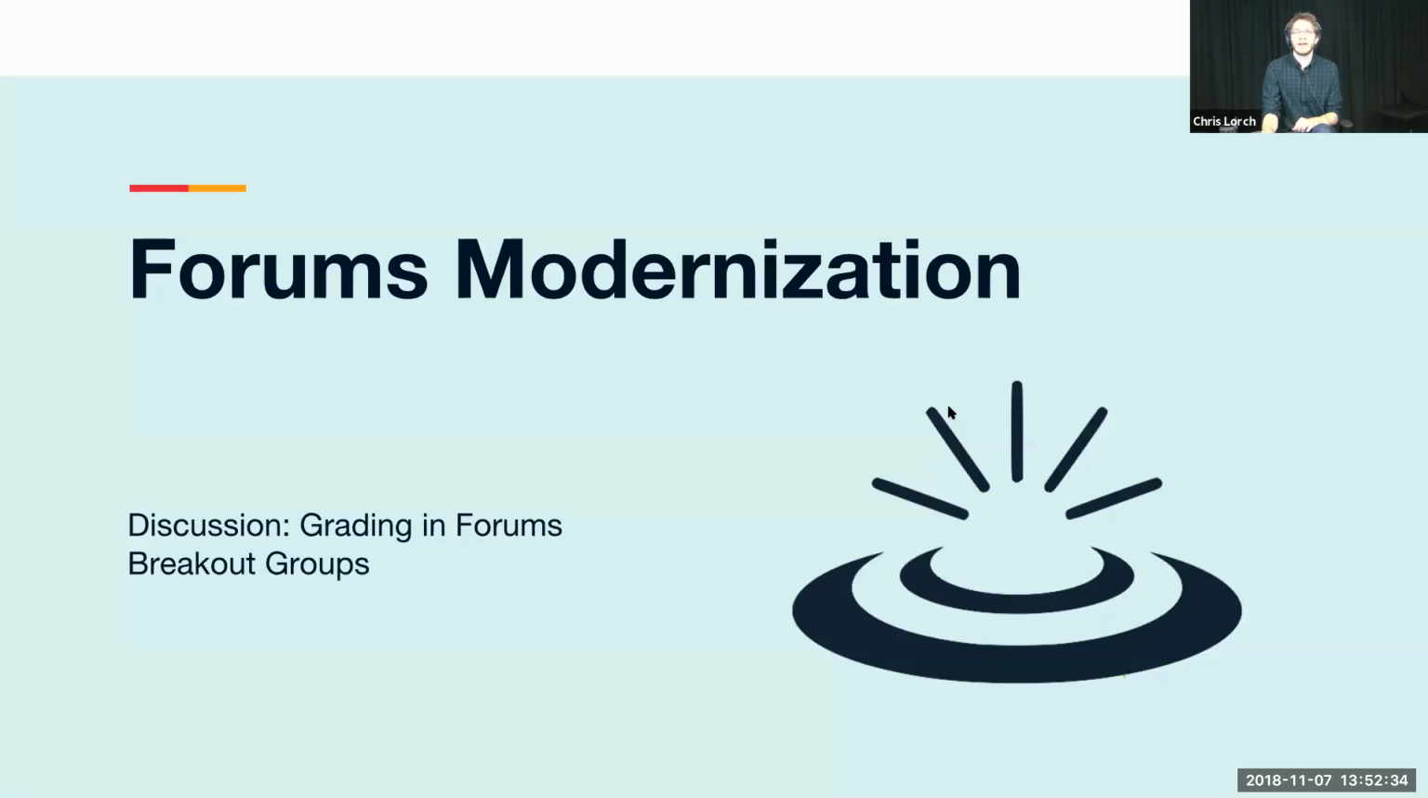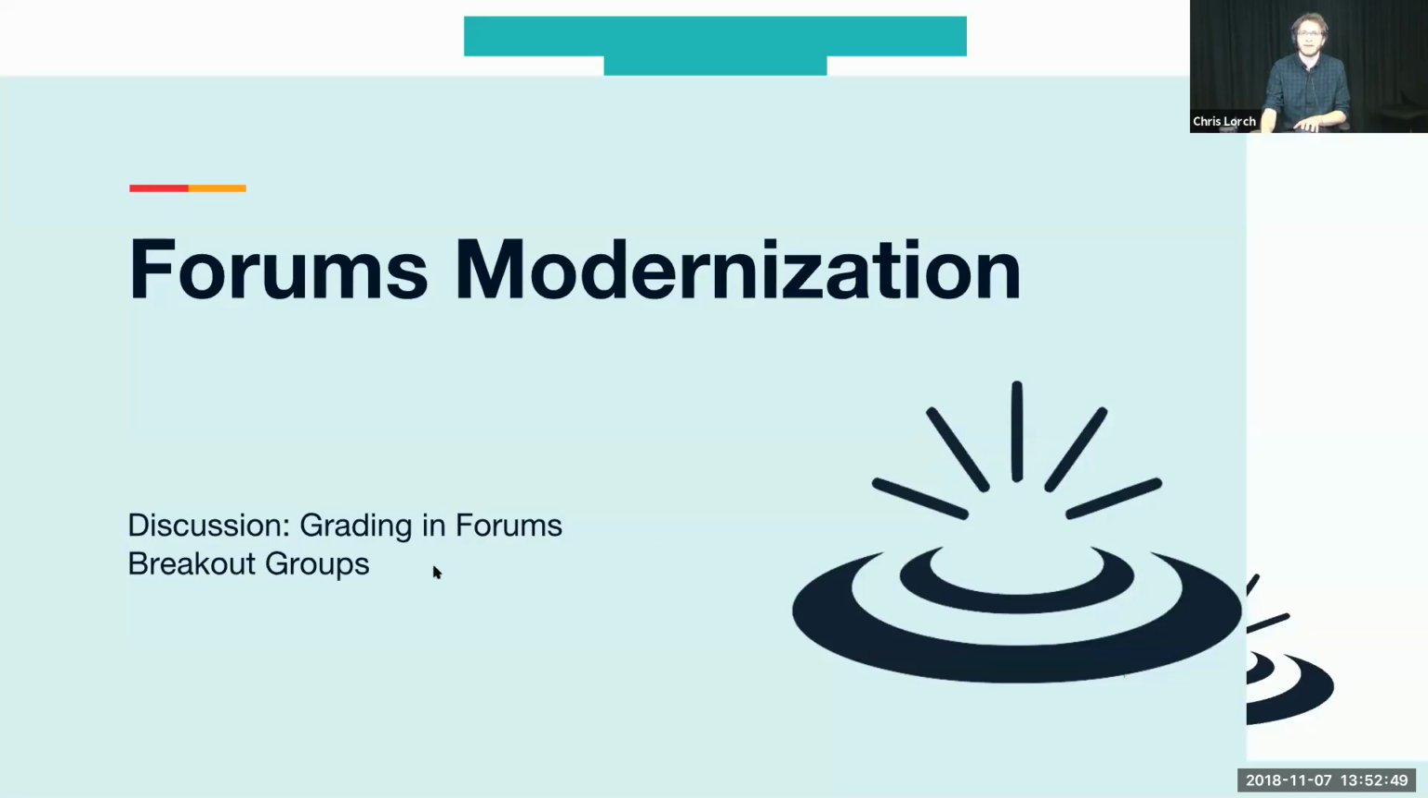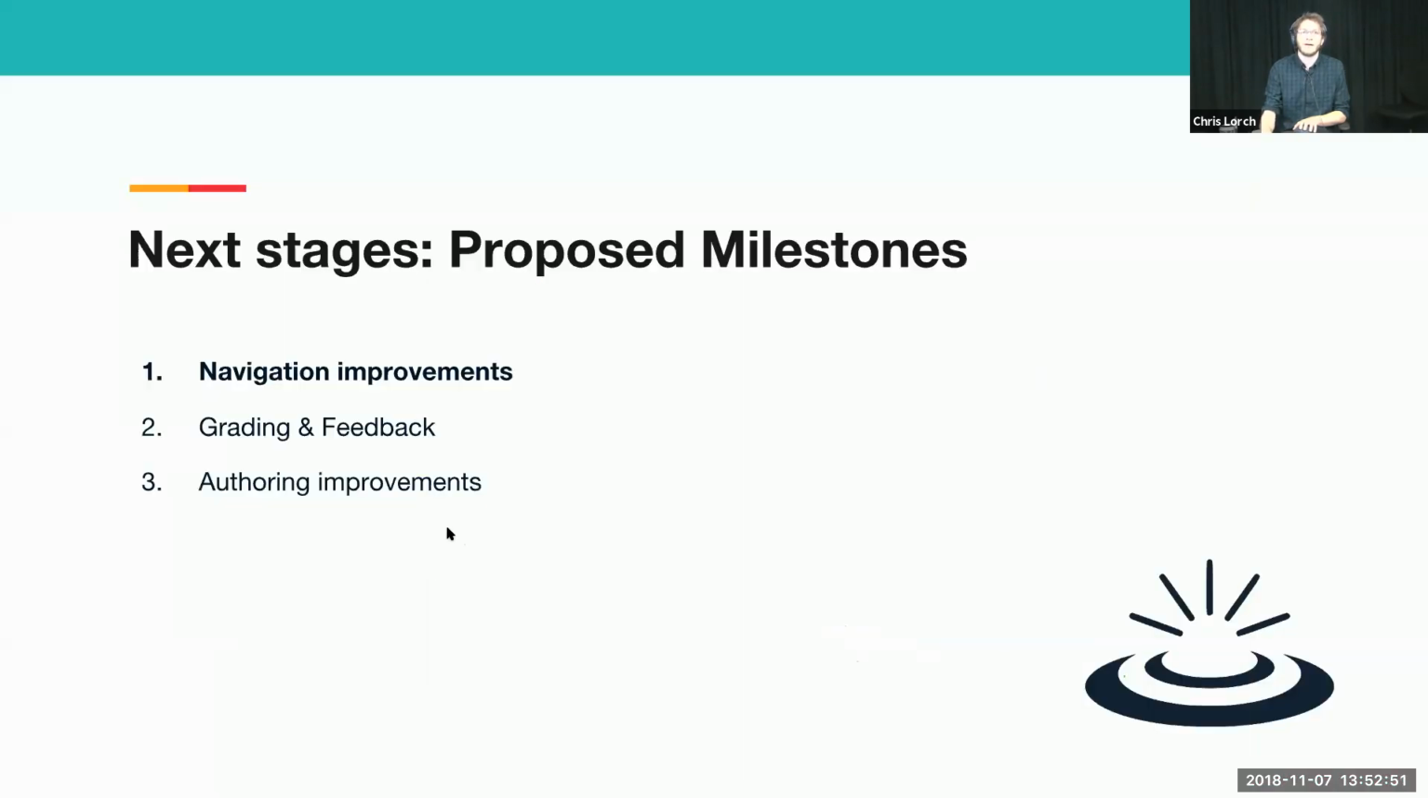Okay, so we can either break out into groups here, or we could just have a broader discussion. Maybe write in the chat what you'd like. I'll just suggest that grading in forums is going to be really the focus here. I realized I think I skipped a slide, so I'll go back a second. The proposed milestones: navigation improvements are where we're at right now. We've submitted those as JIRA feature requests. The next areas will be grading and feedback, as well as authoring improvements later on. And that's what the group has really honed in on over the past year of discussion and refinement.